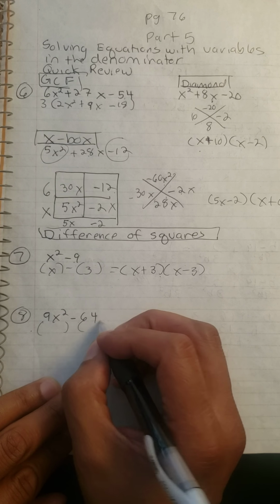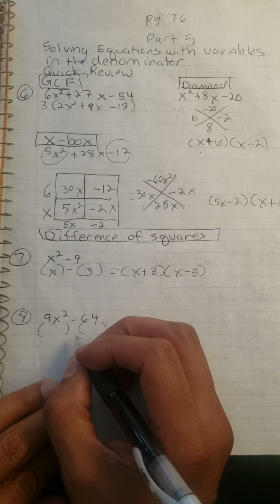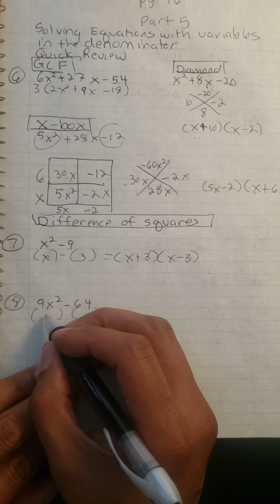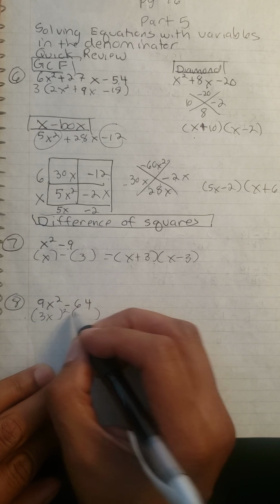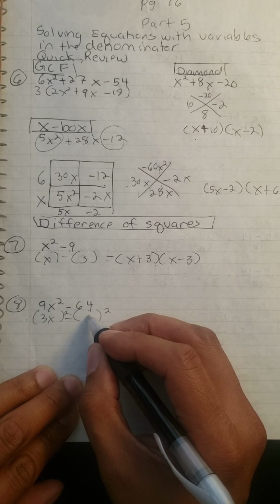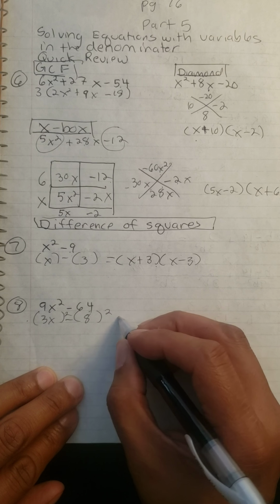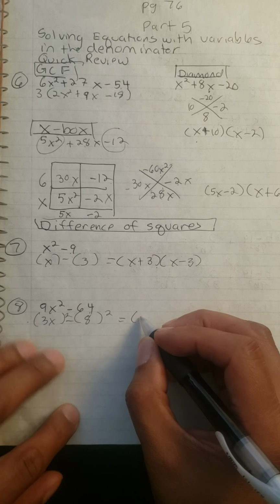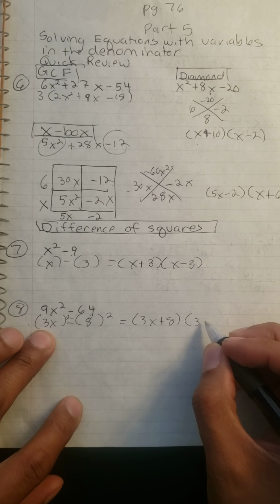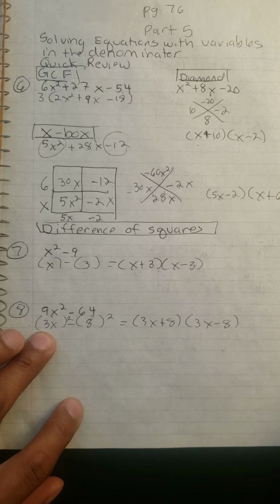Remember, it's a little bit harder when you have something in front of the x squared. Well, what square gives you 9x squared would be 3x. And what square gives you 64 would be 8. So your factor form would just be 3x plus 8 and 3x minus 8. And that's it.